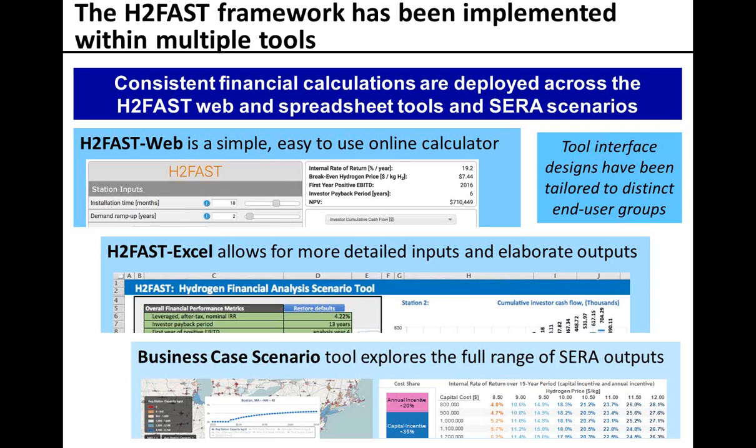The Excel-based version of H2 FAST allows for more control by the end user on inputs, a wider range of inputs, and then more elaborate exploration of outputs. And then finally, the business case scenario tool explores an even broader range of outputs from our SARA model, which I'll talk about later. Go next.